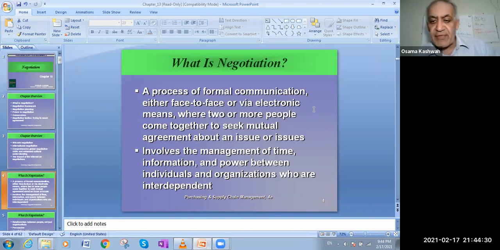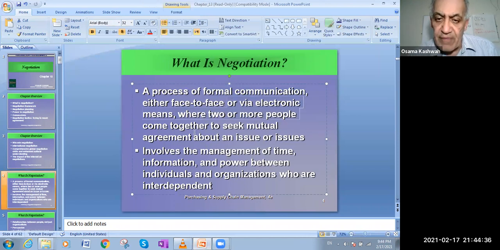What is the meaning of negotiations? A process of formal communication, either face-to-face or via electronic means, like using the computers, because we want to come together to seek mutual agreement about an issue or issues. Negotiation involves the management of time, information, and power between the individuals and organizations as a whole.